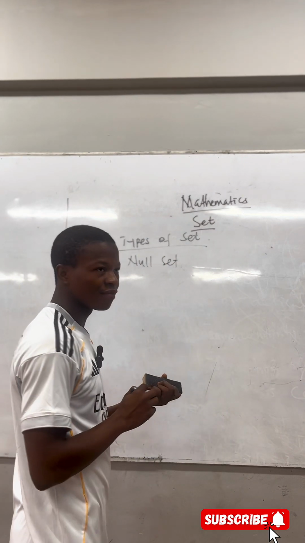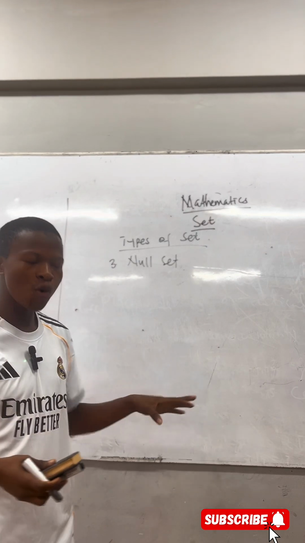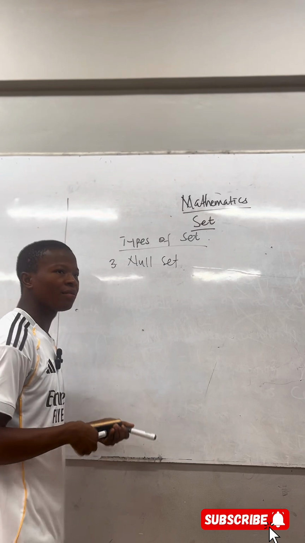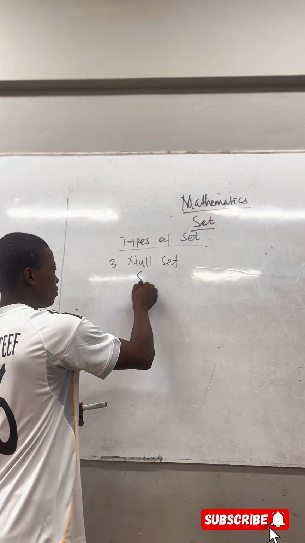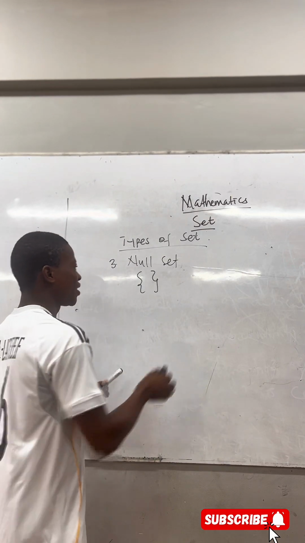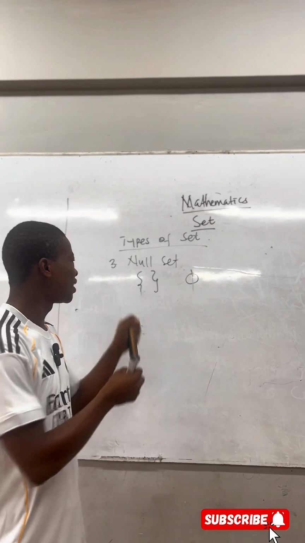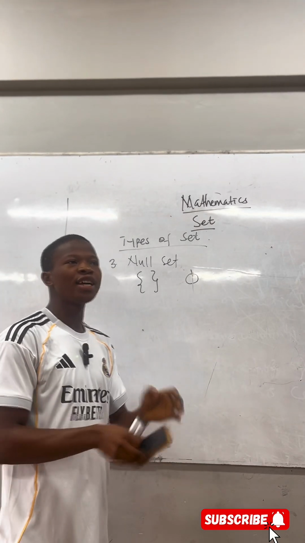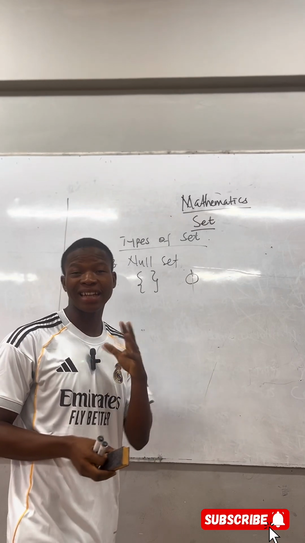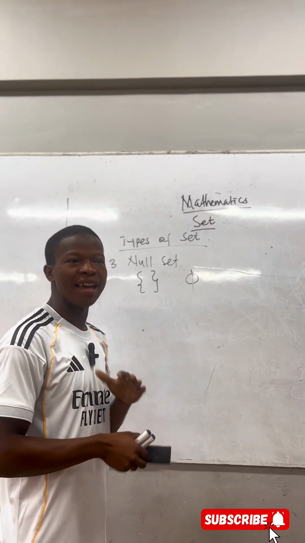Null set. A null set is a type of set which has no member. If we have this set, it's called a null set. It means that in the set given to you, there is no member, not zero. Zero is a member or an element of a set. But this one doesn't have any member.